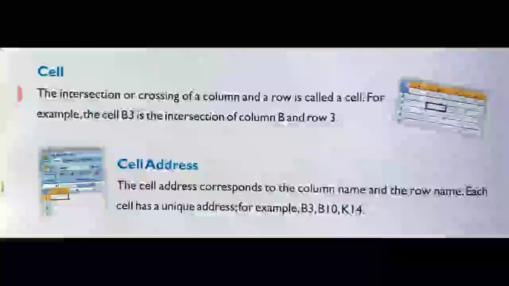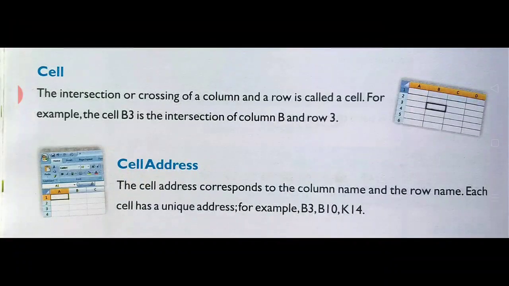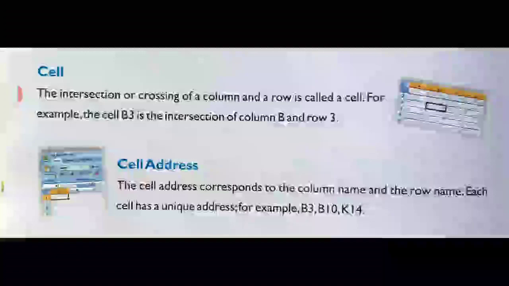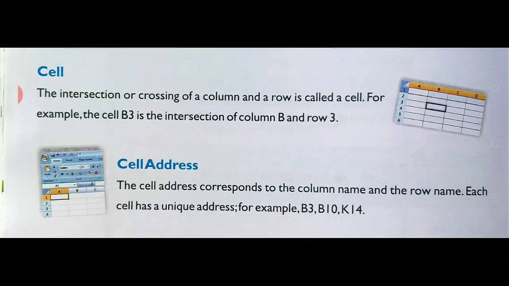For example, each and every square that you are looking at on the Excel worksheet is called a cell. And the next point is cell address. The cell address corresponds to the column name and the row name. Each cell has a unique address, for example B3, B10, K14. Very simple. If you see on the screen, in the first figure on the right corner, there is a small square.